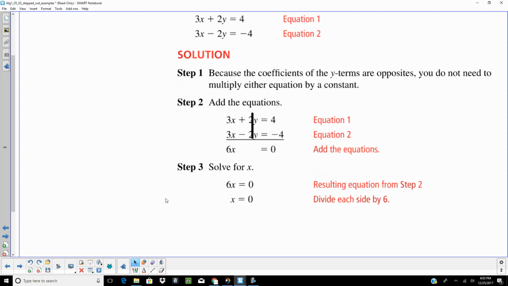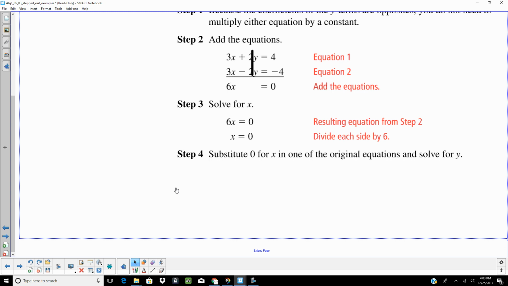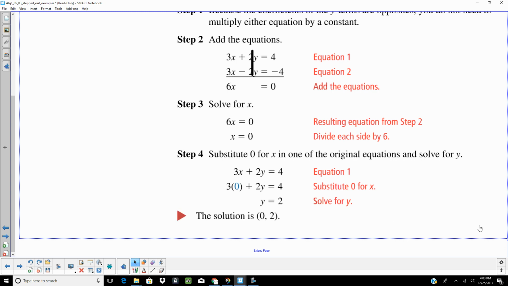Well, that tells us half the answer. We need to know our y. It doesn't matter which one you go to. You can go for equation 1 or 2, plug 0 in for x, solve for y. Well, 3 times 0 is 0. Then you divide both sides by 2. y is 2. Our solution is (0, 2). And again, I'm talking pretty quick and going through these examples. Feel free to pause.